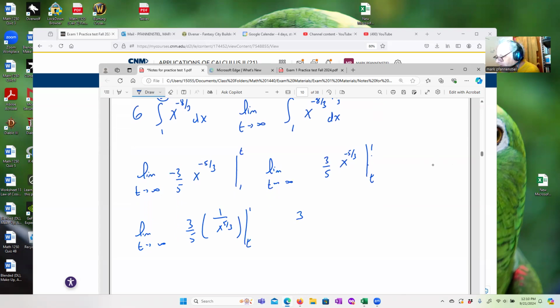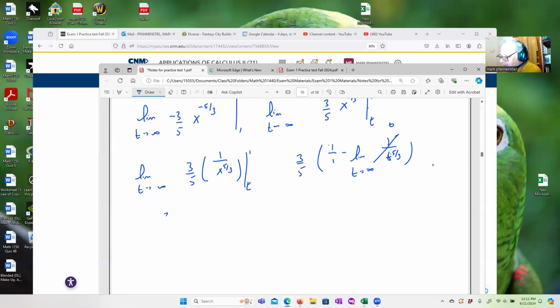Let's go ahead and deal with that. We have 3/5, and then we plug in the 1, we get 1 over 1, minus, now we're going to think about the limit as t goes off to infinity of 1 over t to the 5/3 here. Now, as t is getting bigger and bigger, this is 1 over a very big number. This whole thing ends up going to 0. So in the end, we just end up with 3/5 times 1, or 3/5, and that would be our answer. So the integral converges, it converges to 3/5.